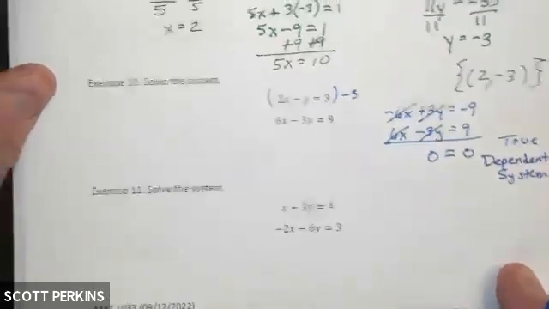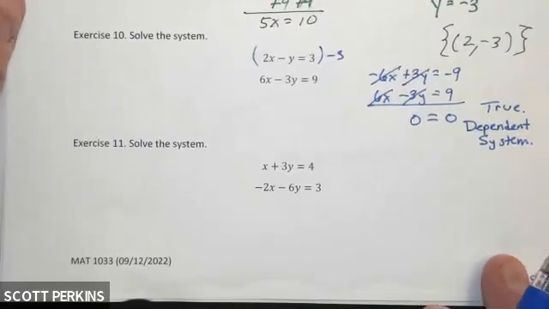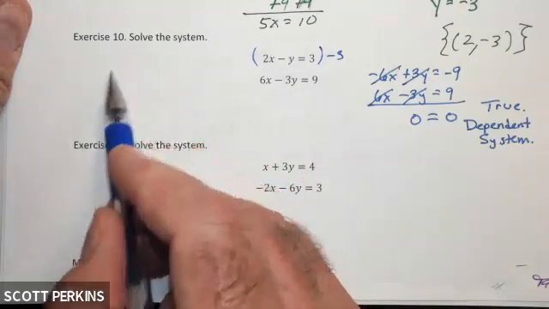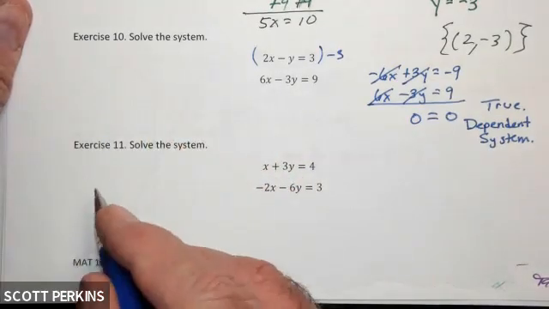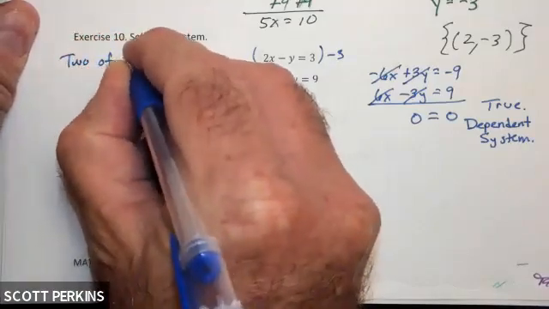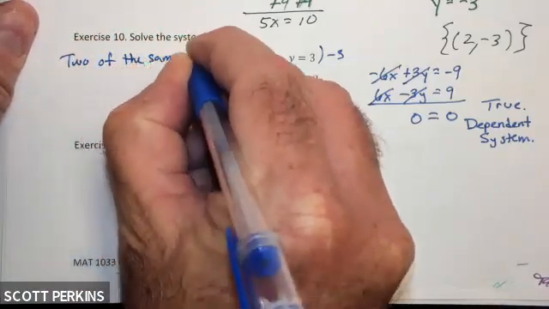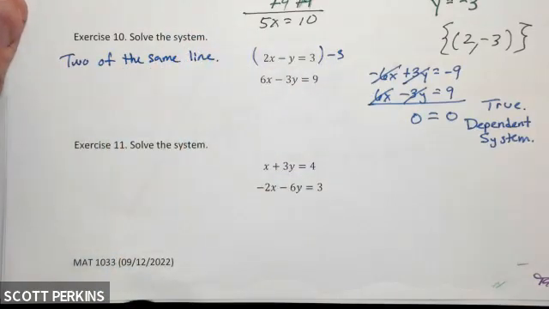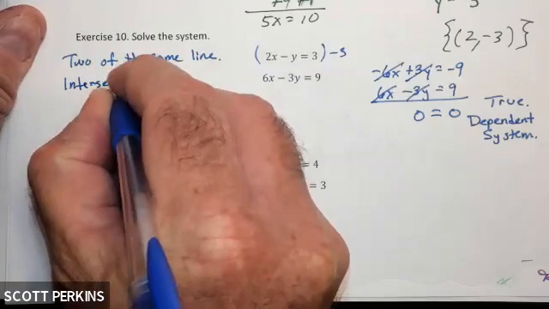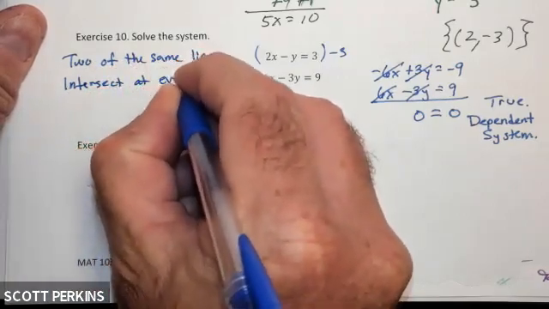Okay, so I'm going to summarize this because I want you to understand why the solution is what it is. So a dependent system, I'm just going to write over here where I have some space. What you have is two of the same line. So when you graph two of the same line, they intersect at every point on the line.